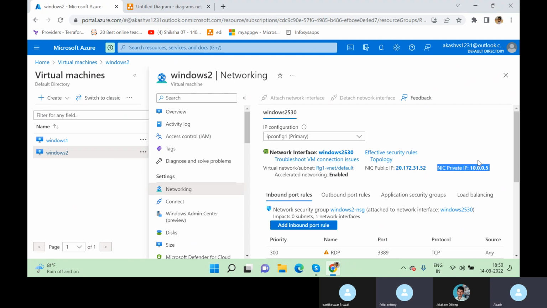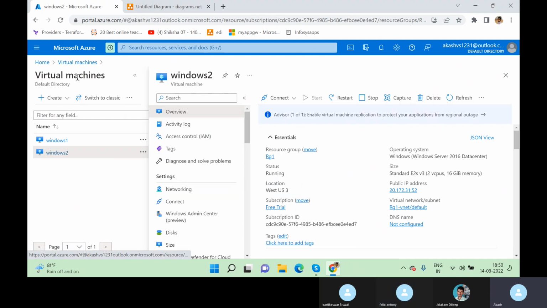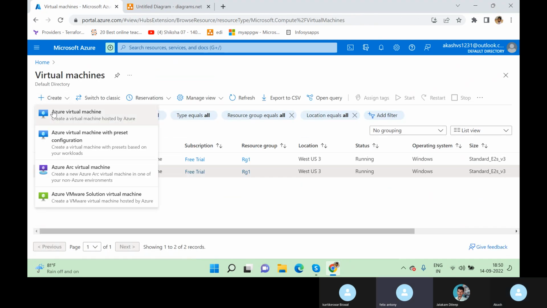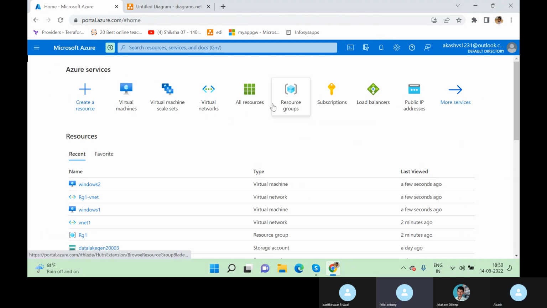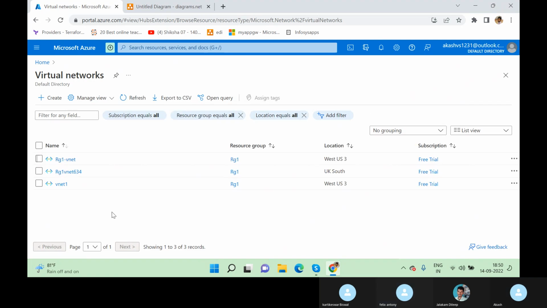But we can specify the particular VNet, no? The VNet we can specify while creation of the virtual machine. That is my question. Yeah, you can do that. Thank you.